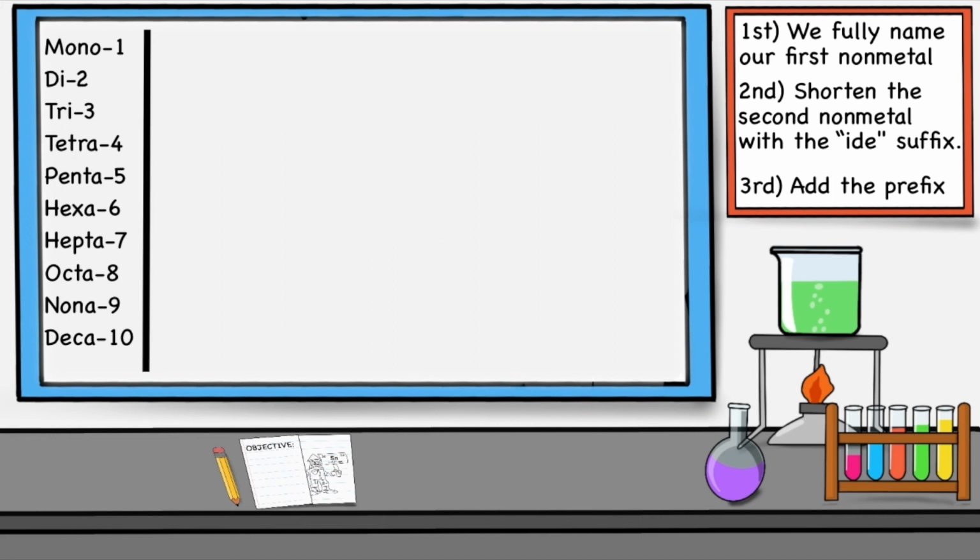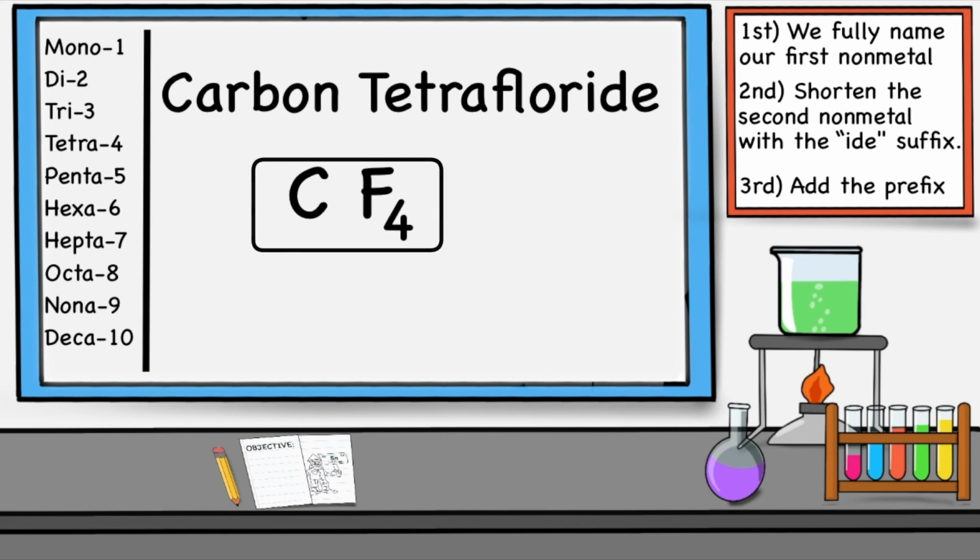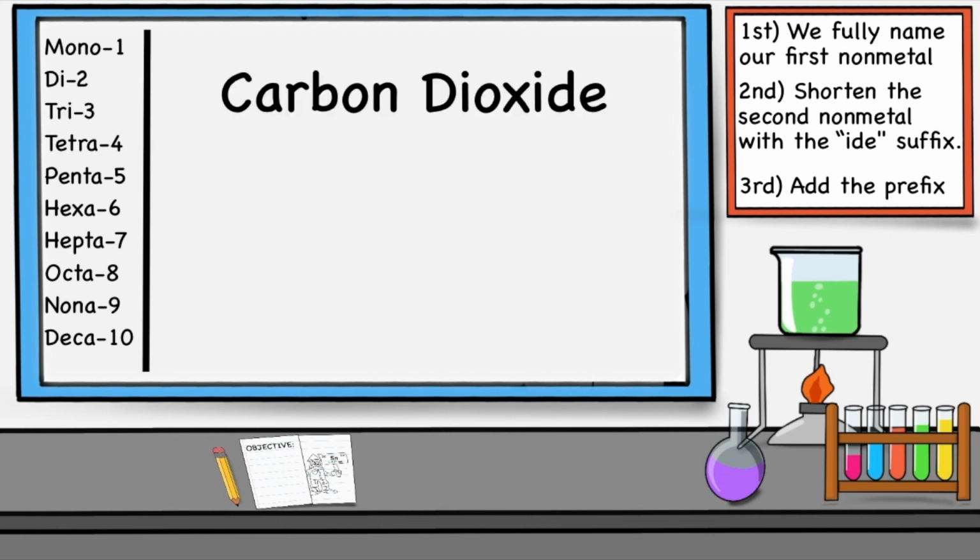Next is carbon tetrafluoride. We've got carbon, C, and fluorines, F. Tetra means 4, so our formula is CF4. And finally, we have carbon dioxide. So we've got carbon, C, and oxygen, O. Di means 2, so it's CO2.